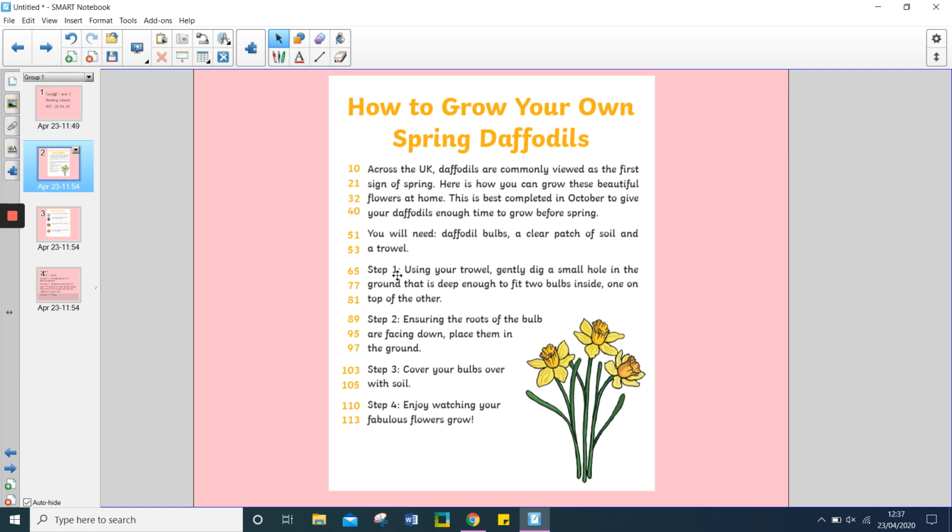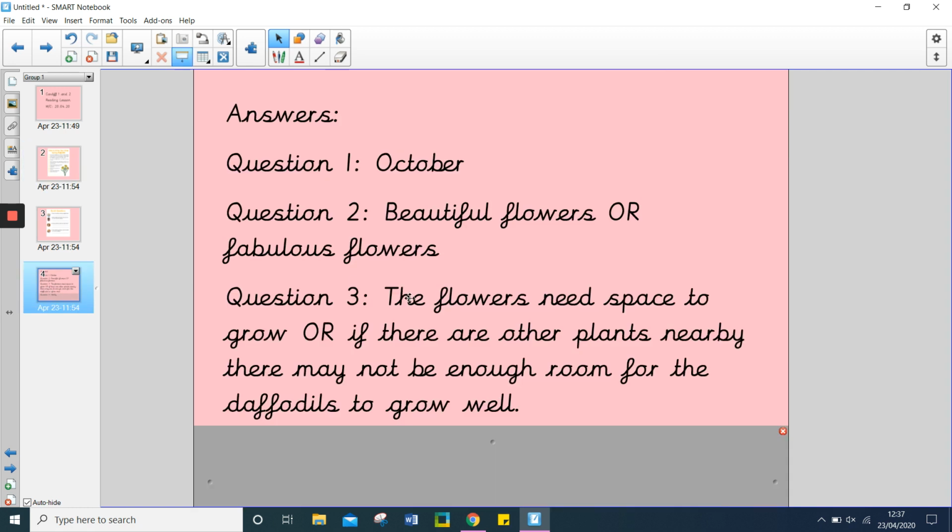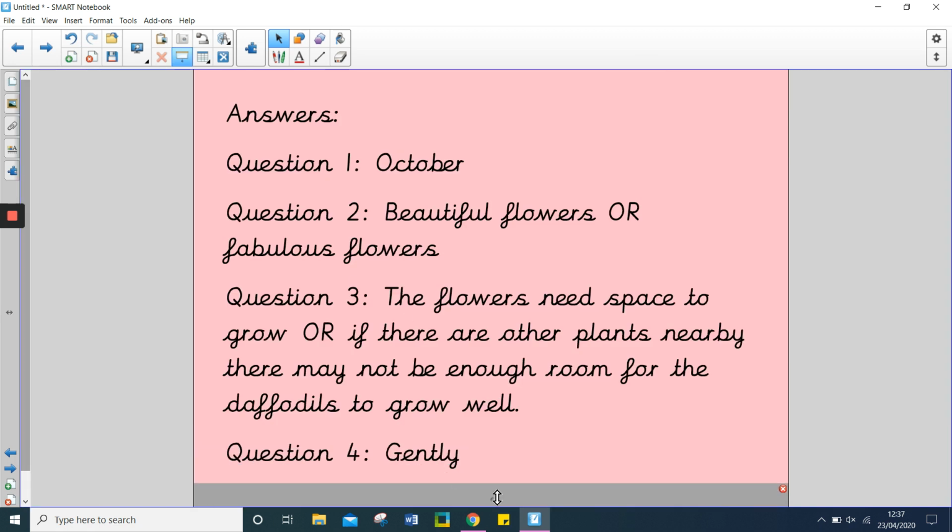Oh, step 1. Using your trowel, so that's a small spade, gently dig a small hole in the ground. Gently means the same as careful. So the answer for question 4 is gently. Now, I did say before, what is that special word for when one word means the same as another one? And that is a synonym. So when you've got two words that mean the same, but they don't look the same. So you might have beautiful flowers, but then you might also have pretty flowers, because beautiful and pretty mean the same thing.